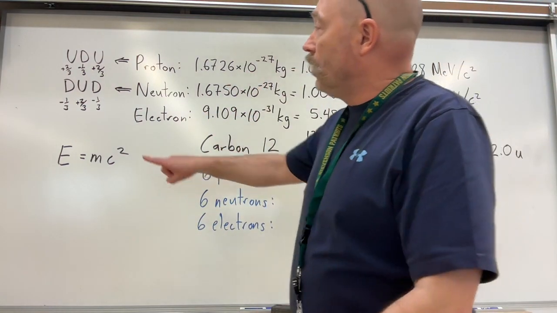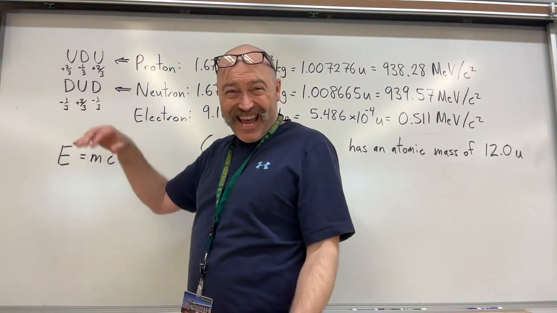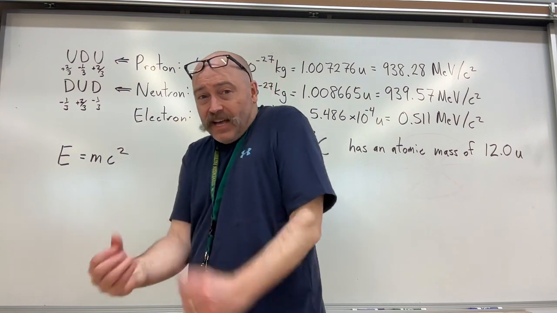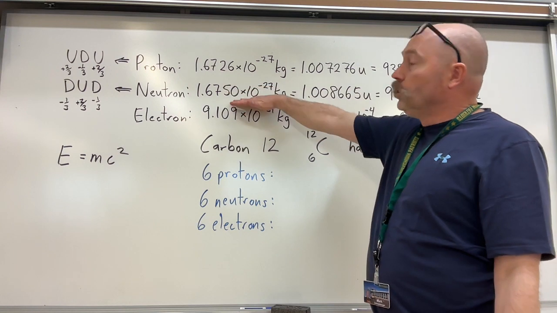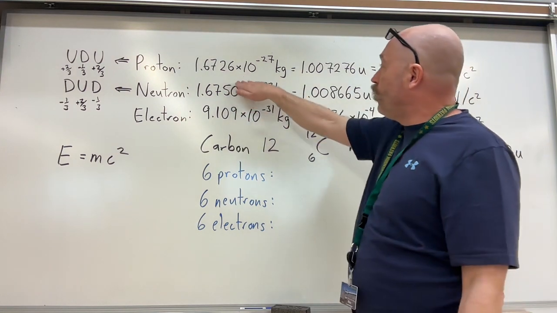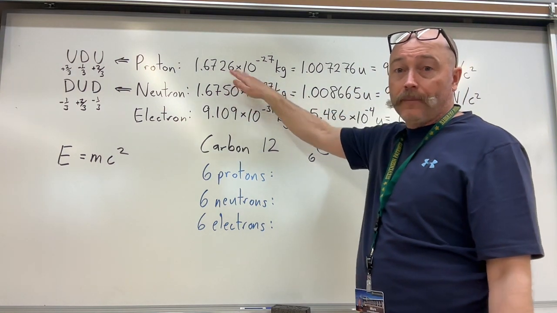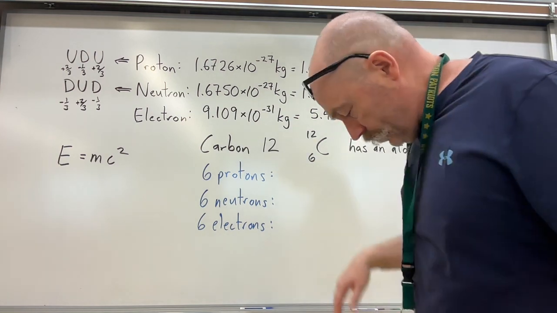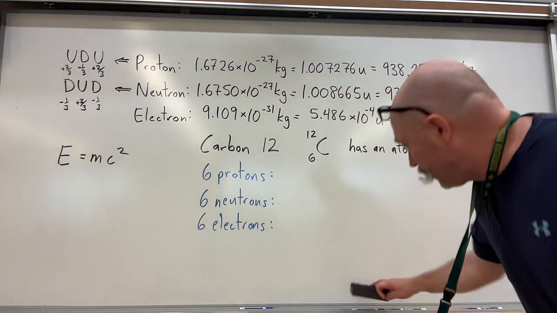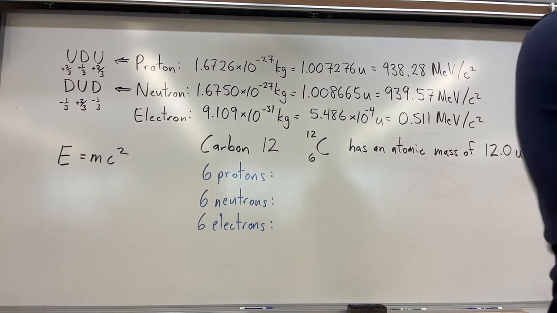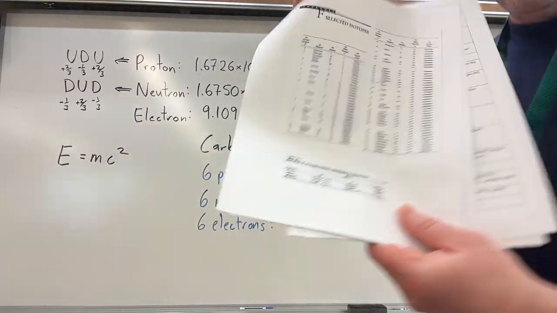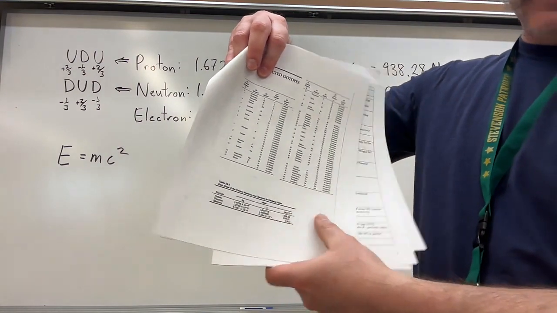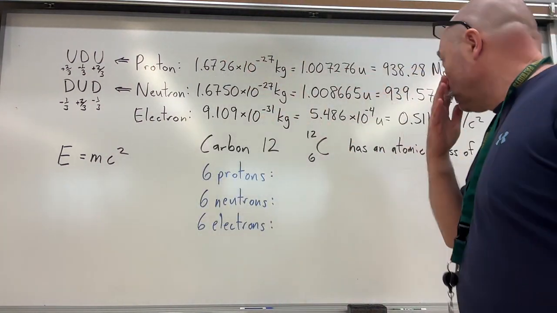But if you take a look, down quarks actually have a little bit more mass than an up quark, which is why your neutron is going to be a little more massive than a proton, okay? And if you look at this, you can find this page in your packet. This is this chart at the bottom that I put up here on the board.